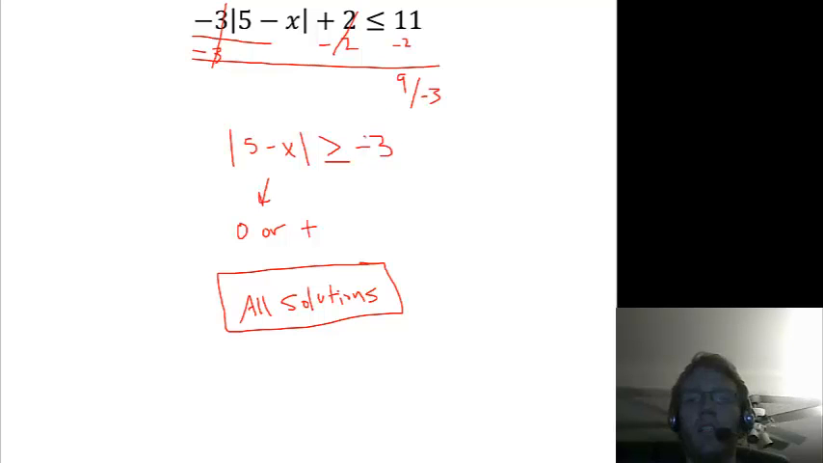So keep a lookout there. If you have a negative in an absolute value, you can get either all solutions or no solutions. Alright, we'll do some more examples in class, but that's good enough for now.